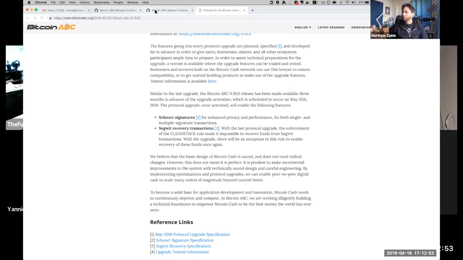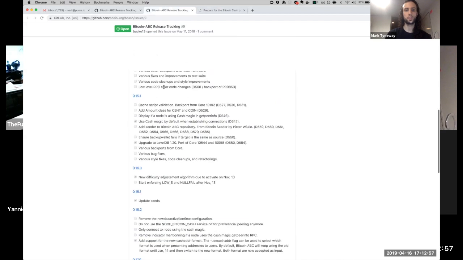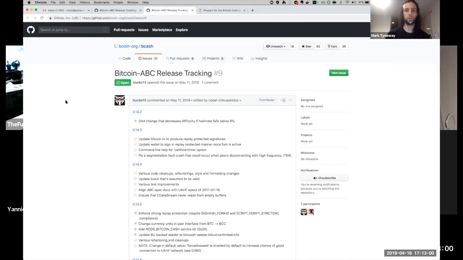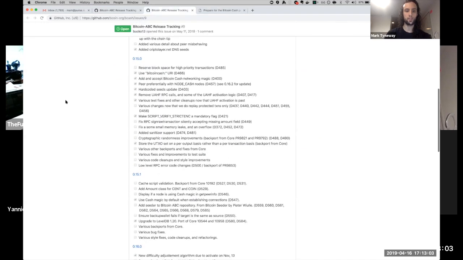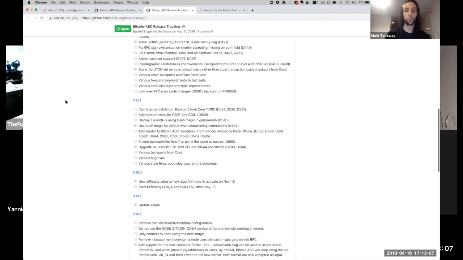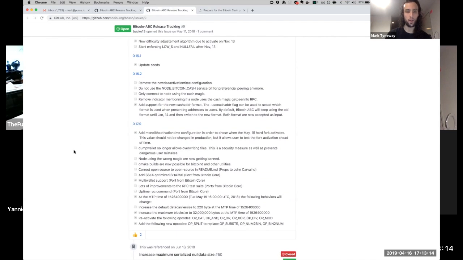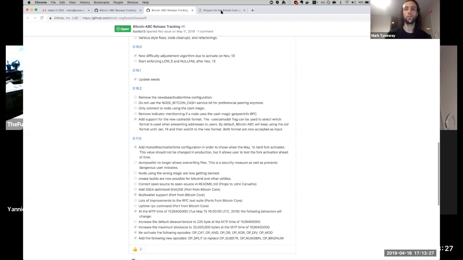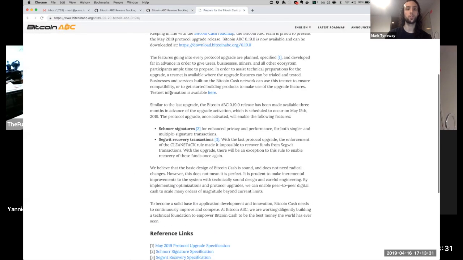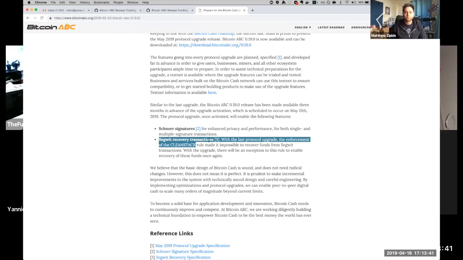All right, so if you go over here, this is in the BCash repo. We basically have this checklist of the changelog from Bitcoin ABC. All of these things that are not checked off are things that we specifically don't have. But I don't think all of them are necessarily required. This does not include the latest changes, it doesn't include 18 and 19. So in particular, we really need Schnorr signatures and then the SegWit recovery transactions.